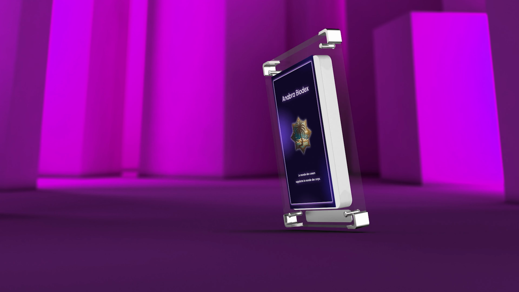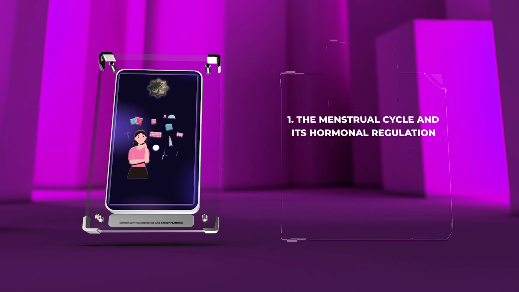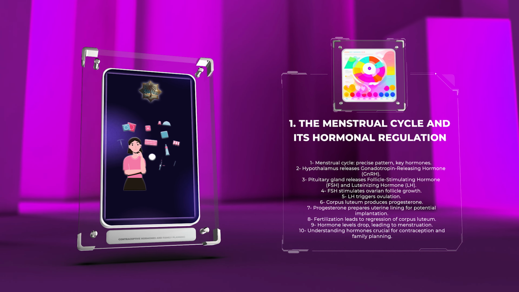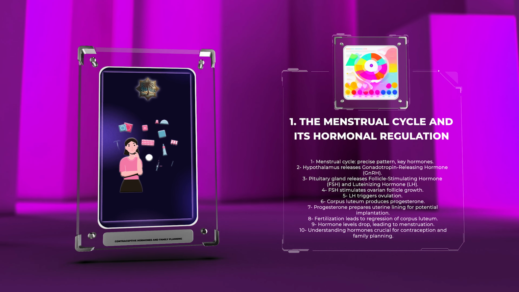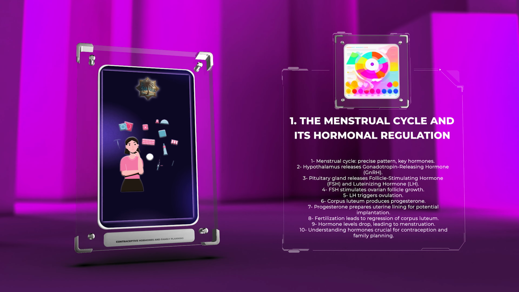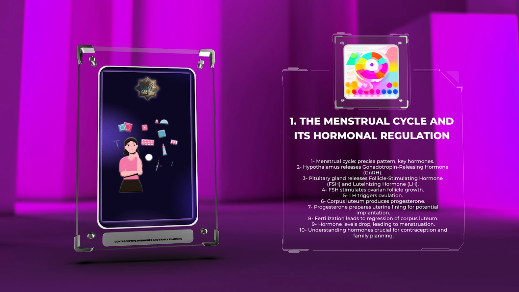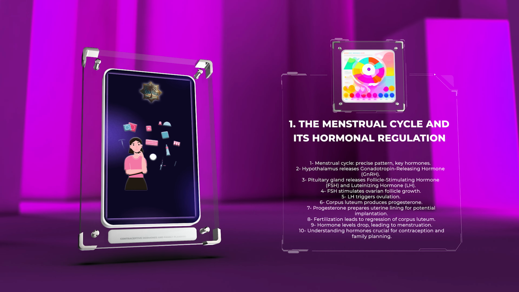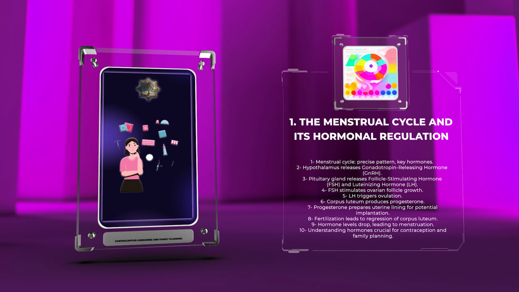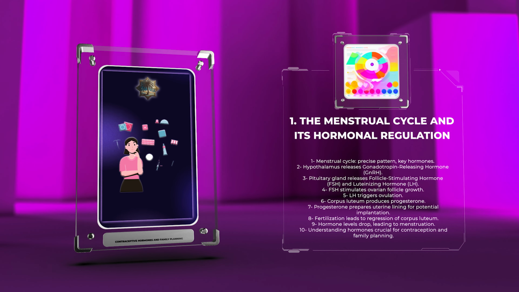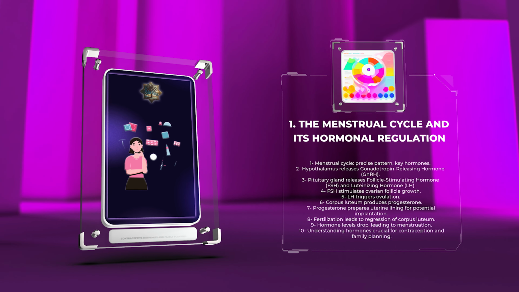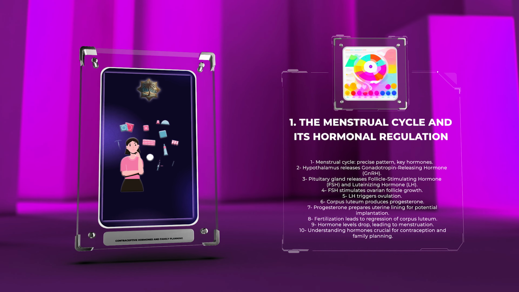The menstrual cycle follows a precise pattern that involves several key hormones. The hypothalamus, a region in the brain, releases gonadotropin-releasing hormone, GnRH, which signals the pituitary gland to release follicle-stimulating hormone, FSH, and luteinizing hormone, LH. FSH stimulates the growth of ovarian follicles, each containing an egg, while LH triggers ovulation, the release of a mature egg from the ovary. After ovulation, the empty follicle forms the corpus luteum, which produces progesterone.